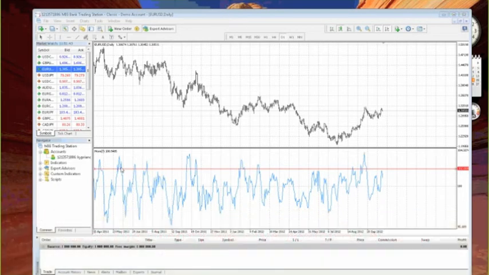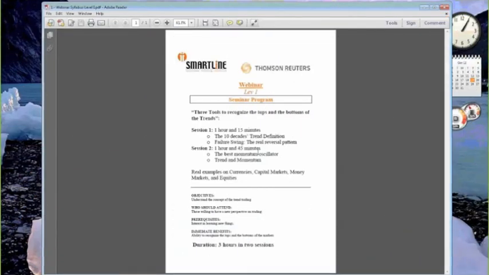So let's start from here. You see, when this line is going above, topping and coming down, we actually have a top on the prices. This is the euro, level 1 on the daily. I said that we have the 10-decade trend definition, failure swings, the real reversal pattern, the best momentum oscillator, so trend and momentum. This is level 1. And what is the immediate benefit? The ability to recognize the tops and the bottoms of the market.